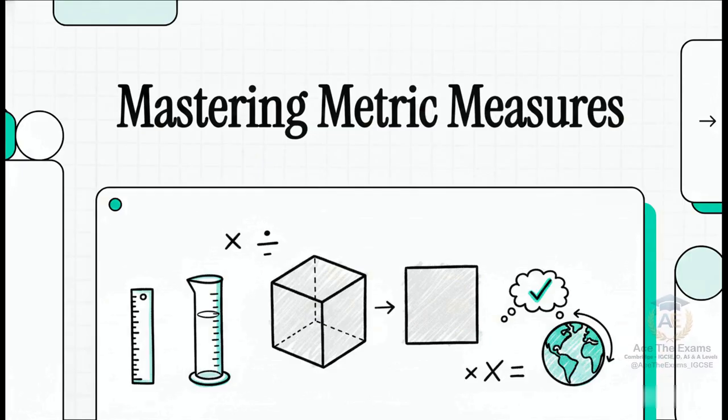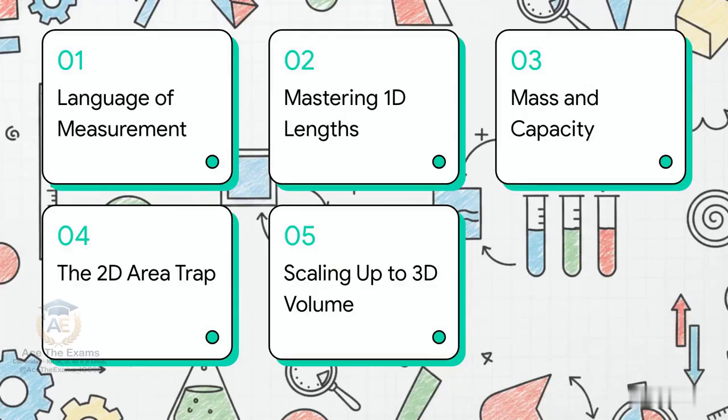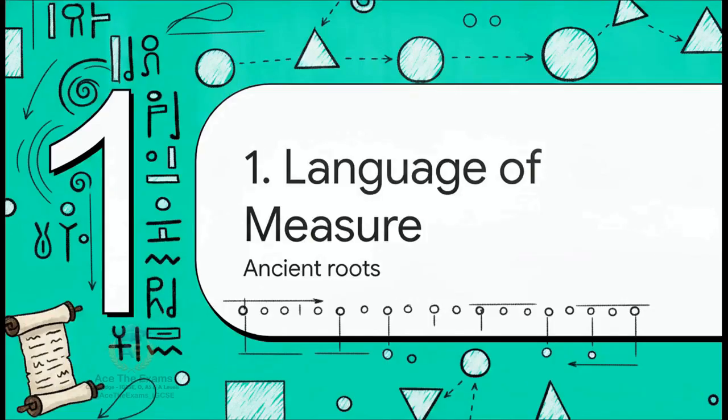Let's get into it. So here is our roadmap for this explainer. First, the language of measurement. Second, mastering linear 1D lengths. Third, weighing mass and capacity. Fourth, the dreaded 2D area trap. And finally, scaling up to 3D volume. Let's start with Section 1, the language of measurement.